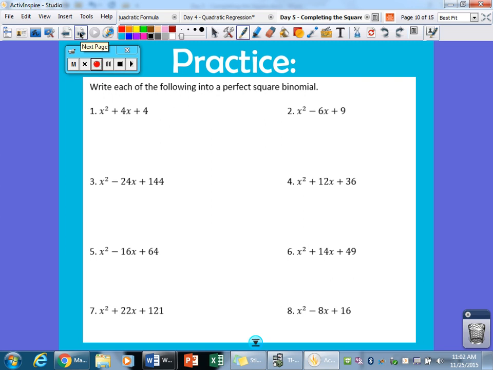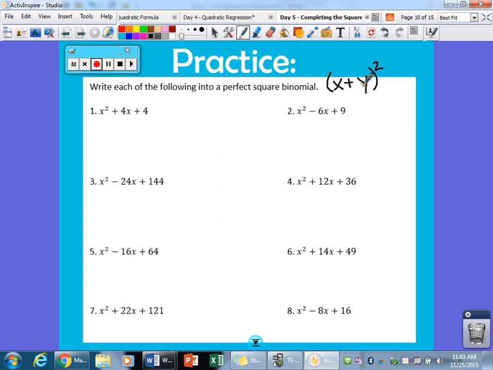Alright, so now this one I want to write each of the following as a perfect square trinomial. So notice how they are in regular standard form, and I kind of want them to look like this now. X plus y squared, or x minus y squared. So there's two different ways to do it. I'll do the first way first, and then the second way second.